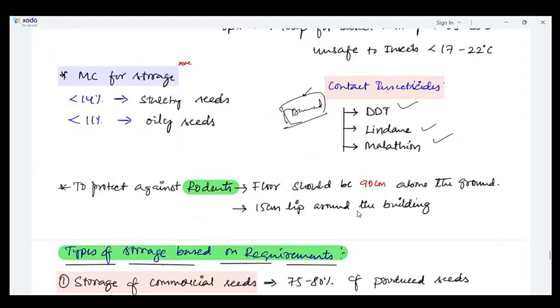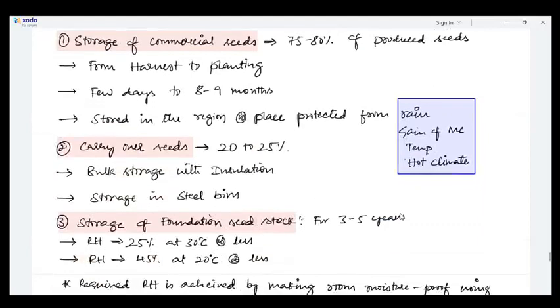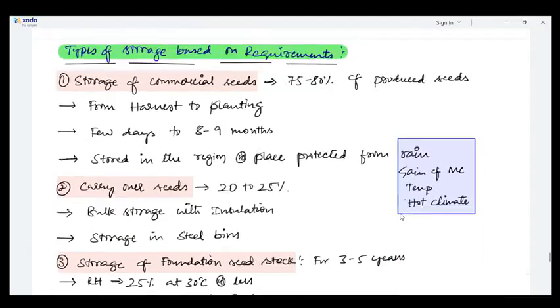The moisture content for storage is usually less than 14% for starchy seeds, and it is lower in the case of oily seeds. If there are oils in the seeds, then the moisture content should again be very low, because they are very prone to the attack of pests and diseases. Okay, this one, storage requirements. You can expect questions from this particular concept.